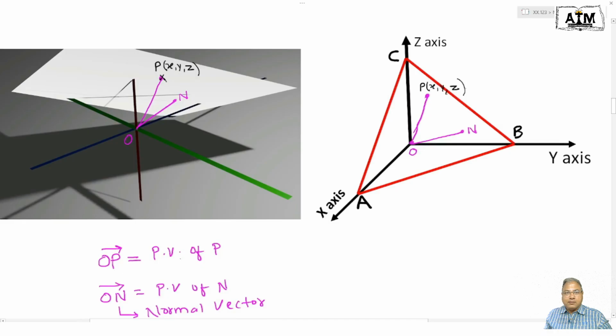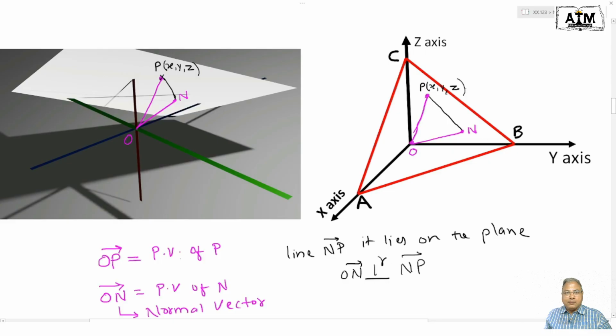Now, join N and P by a straight line. The line NP lies on the plane. So, line NP is also a vector. It lies on the plane, and the angle between vector ON and NP is 90 degrees. That is, vector ON is perpendicular to vector NP.